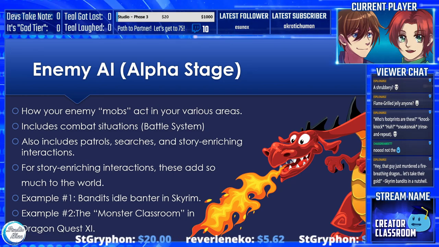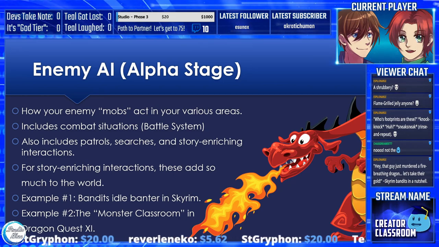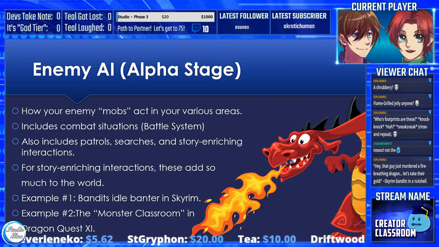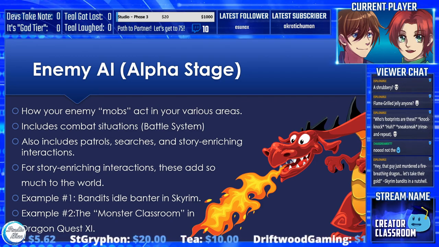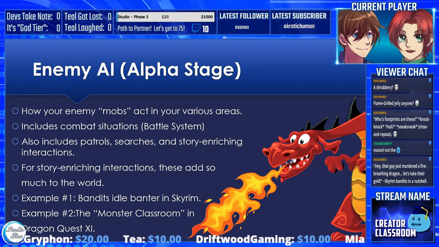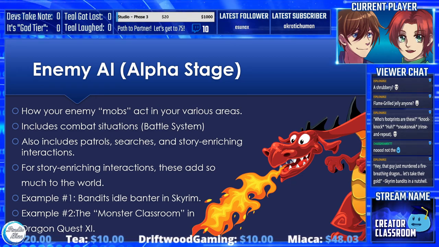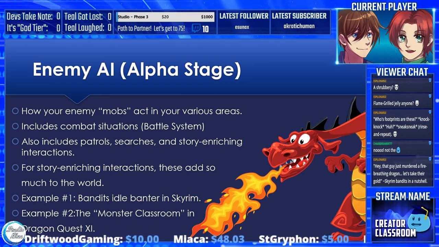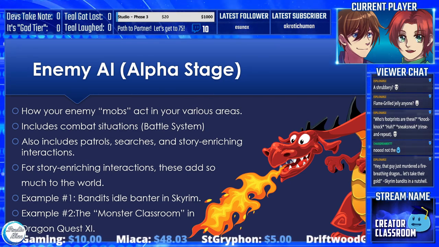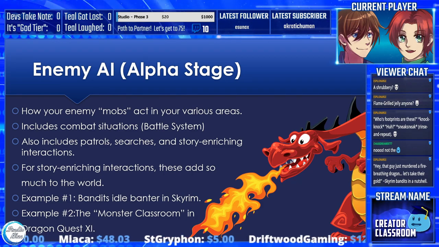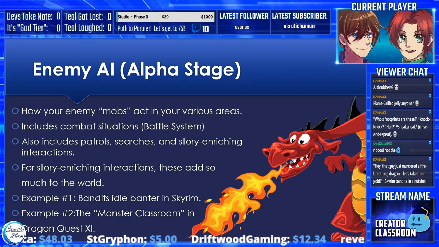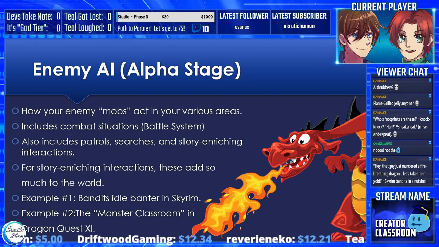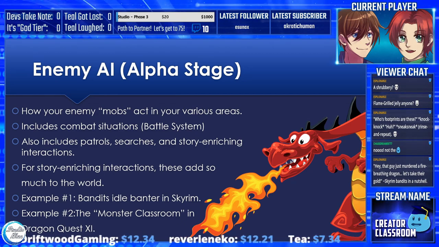We are going to do a creator classroom on AI. This came from the huge issues we had with the companion AI in Final Fantasy VII Remake. But you just brought up a great point. Bandits should be running from you if you just killed a dragon and shouted it out of the sky. And that is a flaw in Skyrim AI. They should be running away. At the very least, those bandits should not be messing with you. Correct. All right. Let's move on.